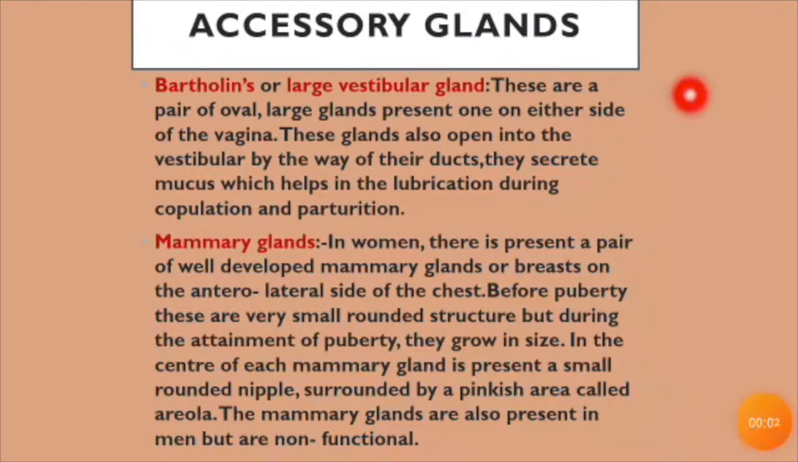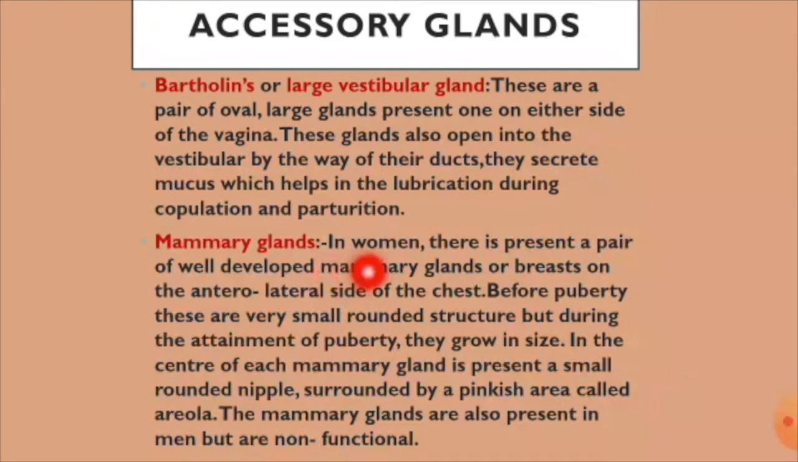Next comes the accessory glands. There are 2 accessory glands. First one, the Bartholin's or large vestibular gland, and the second, a pair of mammary glands. The Bartholin's or large vestibular glands are a pair of oval, large glands present one on either side of the vagina. These glands also open into the vestibule by way of their ducts. They secrete mucus which helps in lubrication during copulation and parturition.